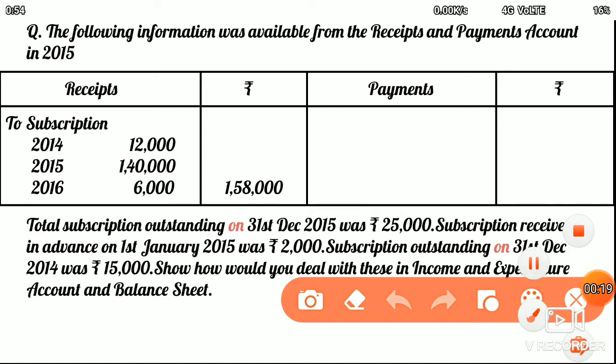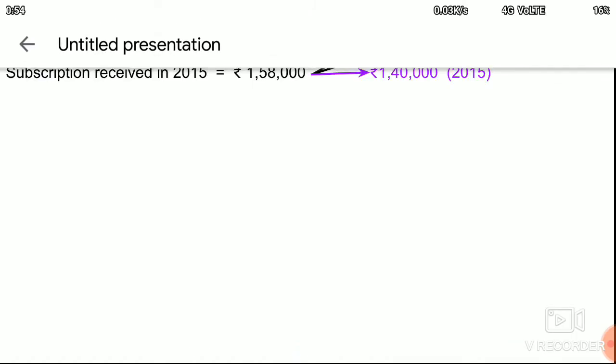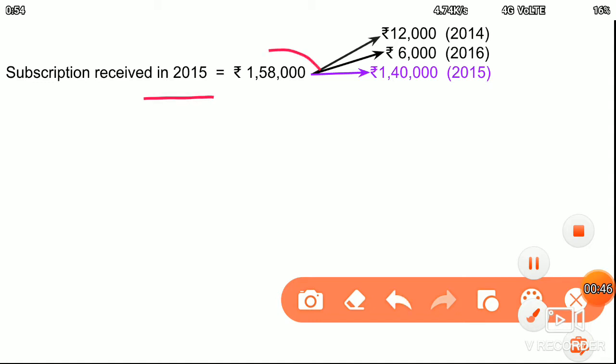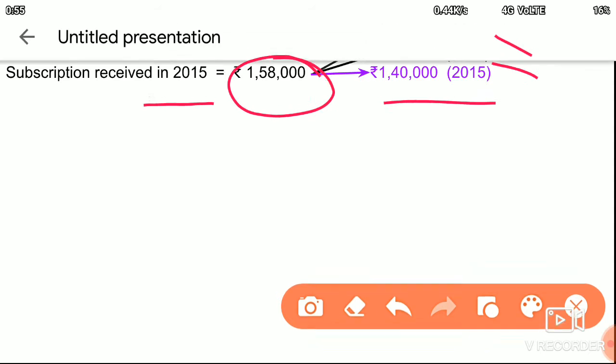the organization has received 1,58,000 in cash in 2015 for subscription, out of which 12,000 rupees is for 2014 and 6,000 rupees is received as an advance for 2016, and 1,40,000 is for the current year, that means for 2015. So in 2015 the organization received 1,58,000, out of which 12,000 is for the previous year, and 6,000 rupees is for 2016, that is for the next year, and 1,40,000 rupees is for 2015, that means it is for the current year.